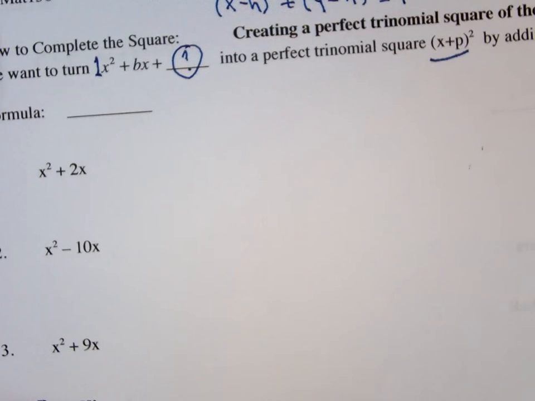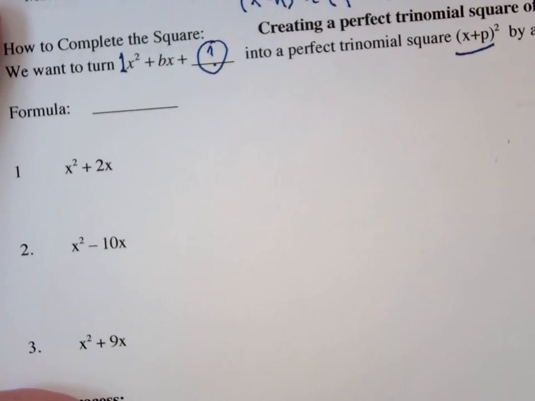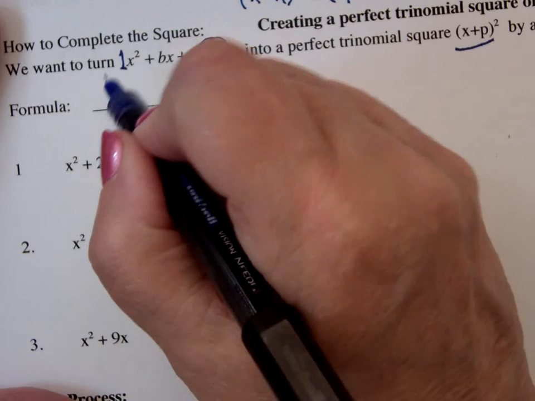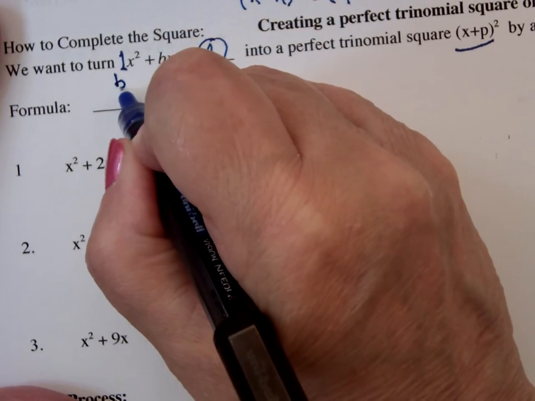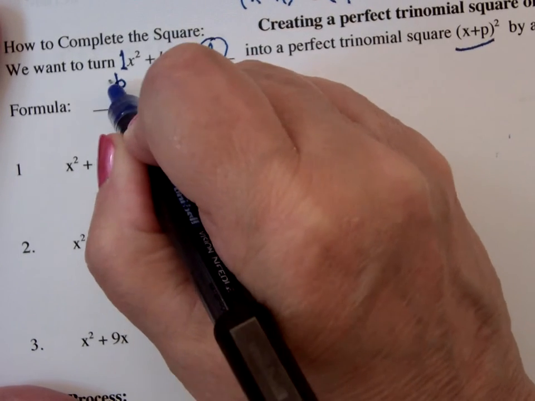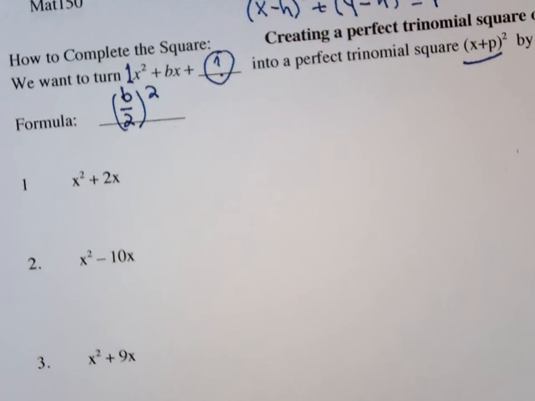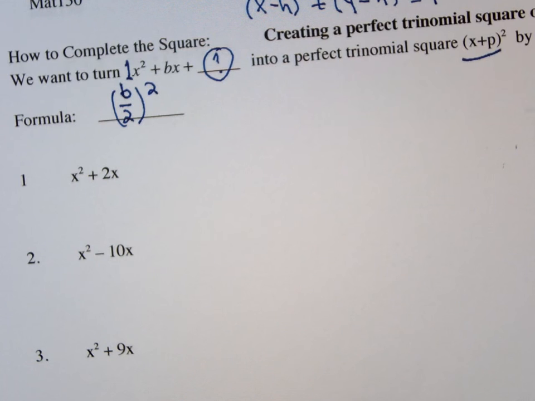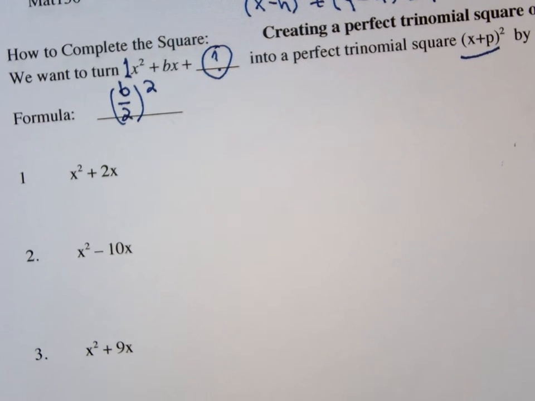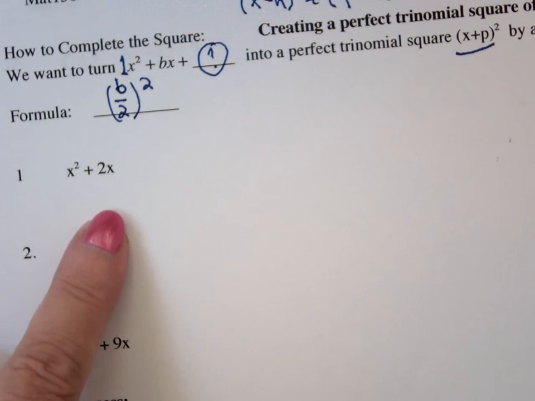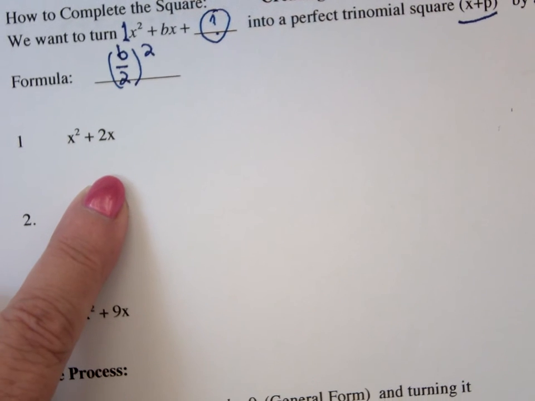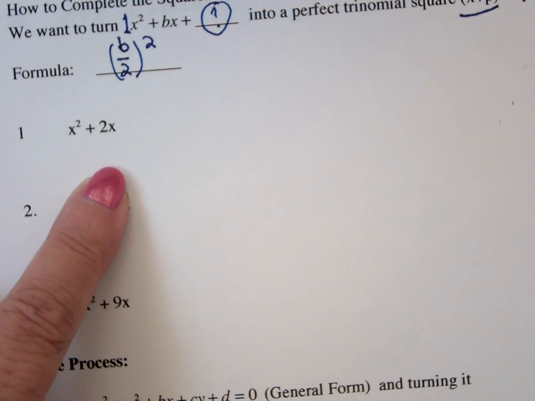What is the correct quantity? Well, the correct quantity, or the formula, which I'm not going to develop in this class, is going to be b over 2, the quantity squared. Take the coefficient of x, divide it by 2, and square it. So that's your formula.